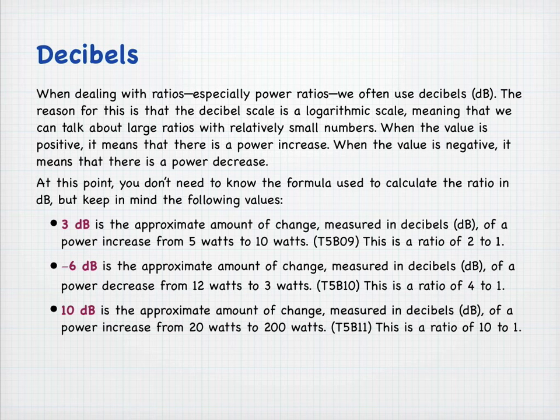You can interpolate between these values if you're given a value that's not one of these. For example, if you're given a value of 7 dB, well, you know it's between 6 dB and 10 dB, so it's got to be a ratio between 4 to 1 and 10 to 1. And in actuality, it's about a 5 to 1 ratio. And you can do this with other values as well.